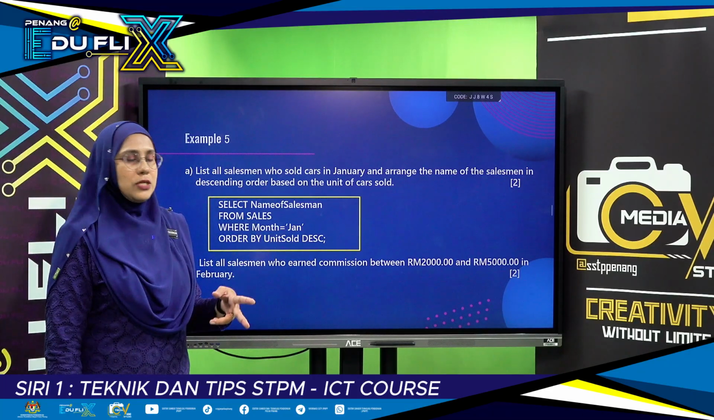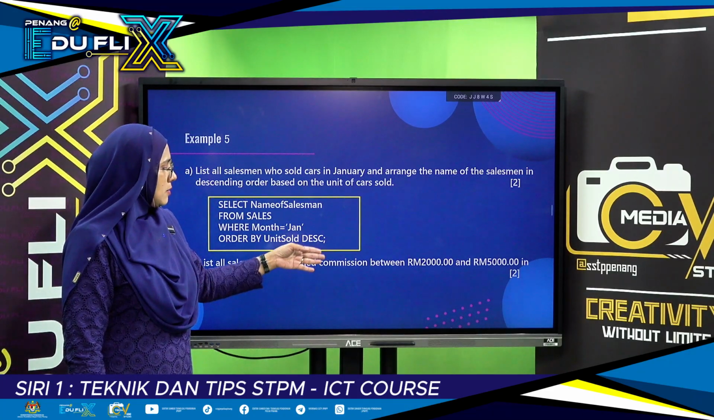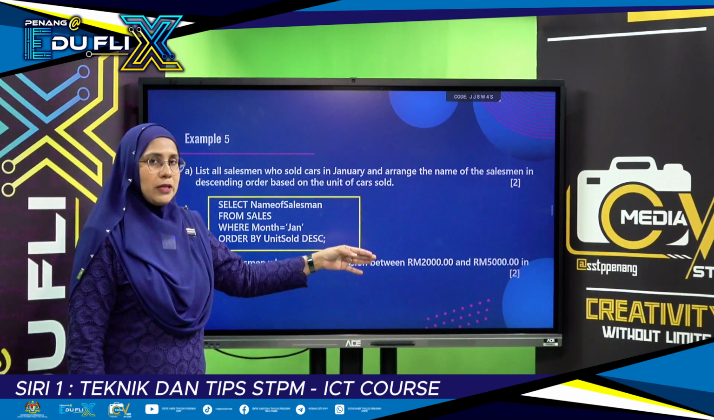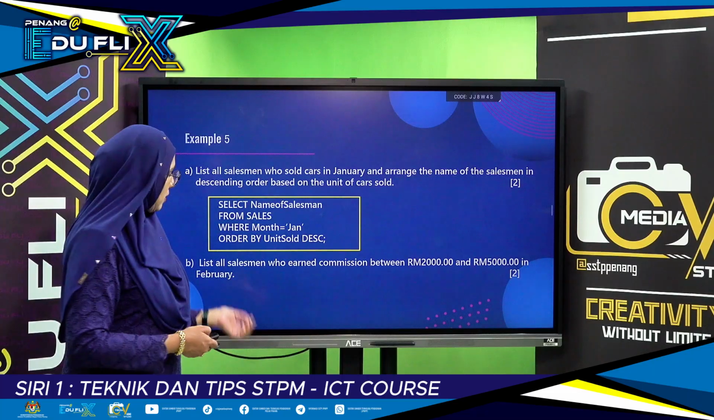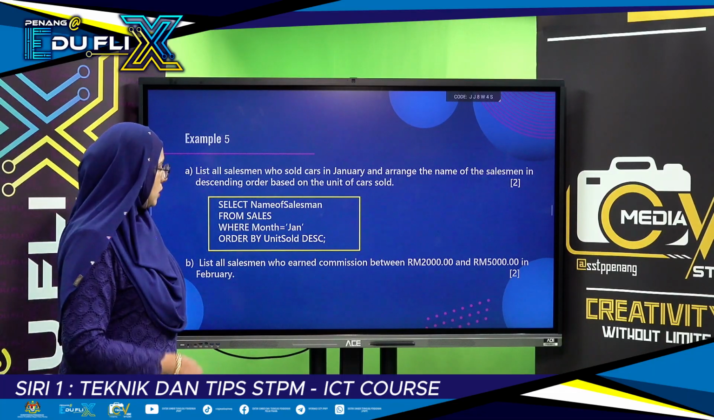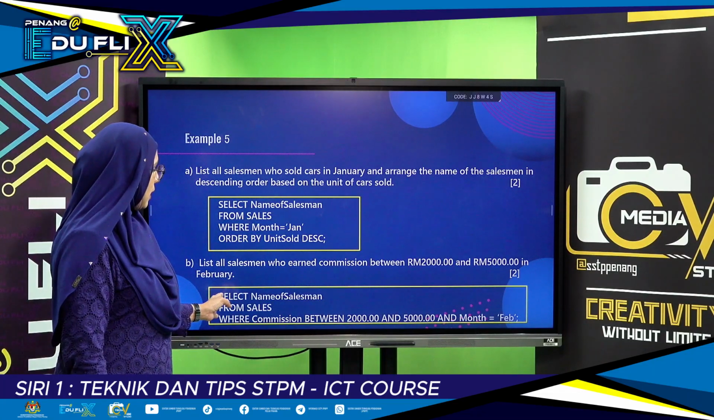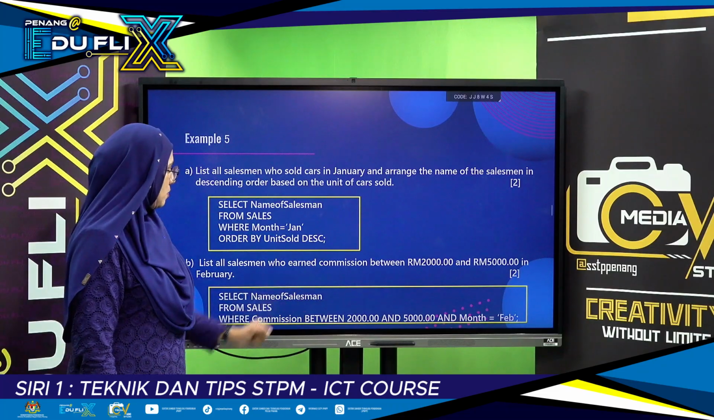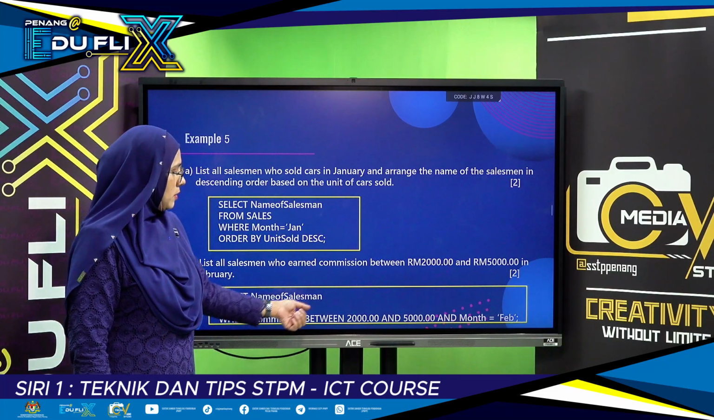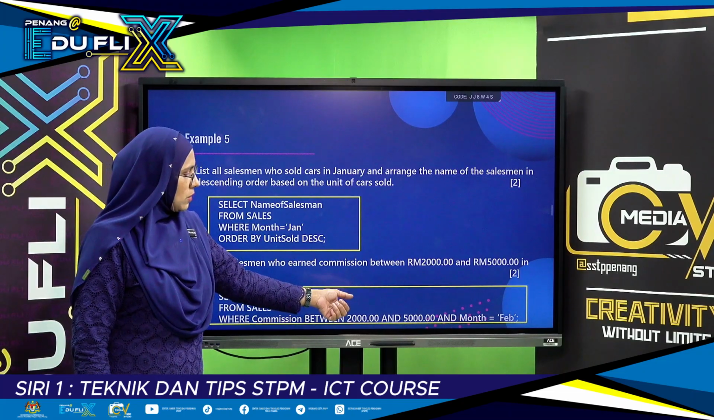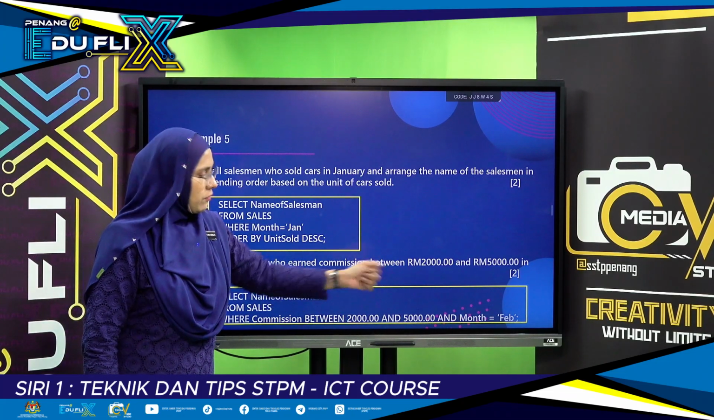Next, list all salesmen who earn commission between RM2000 and 5000 in January. So there are 2 conditions here. One is the commission between 2000 and 5000. Another condition is the month. So how to write? List all: again, SELECT name of salesman FROM sales WHERE commission BETWEEN 2000 AND 5000 AND the month is February.